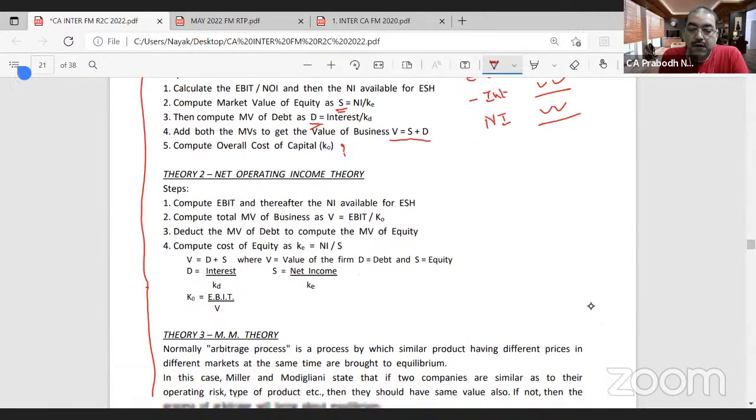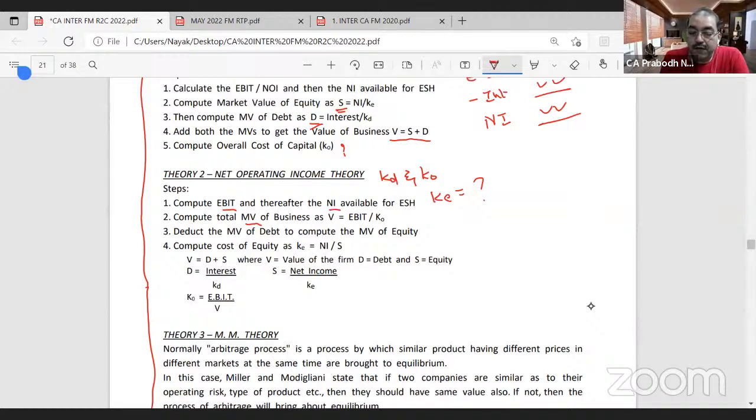Net operating income theory, what is given? KD is given and KO is given. So what do we have to calculate? We have to calculate cost of equity. Cost of equity is not given. So you'll start with EBIT, you'll arrive at net income, but then you will calculate total value of business by the formula EBIT upon KO, because KO is given. Deduct the market value of debt to compute the market value of equity.